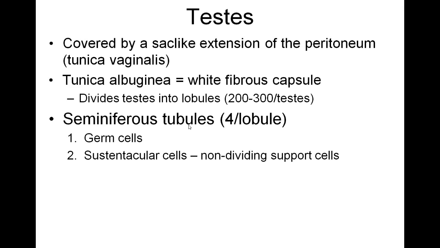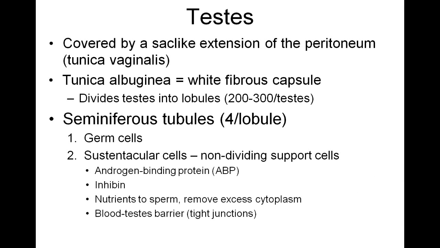Okay, so in those tubes, here's what you're going to find. You're going to find germ cells. Okay, so the germ cells are going to be the cells that develop into the sperm. There's going to be sustentacular cells. And these cells, what they're going to do is they're the support cells. They're the cells that are there to take care of the cells that are going to become the sperm.